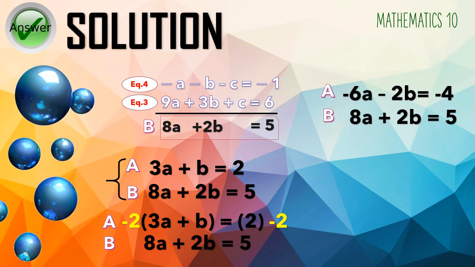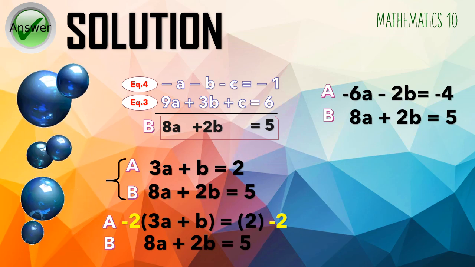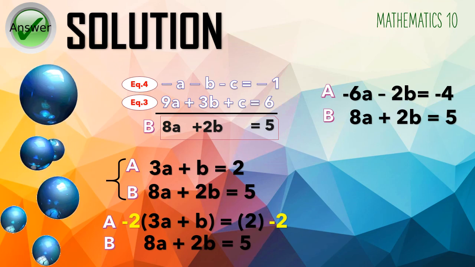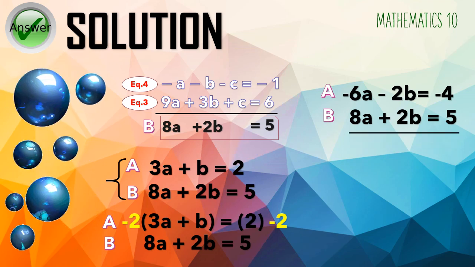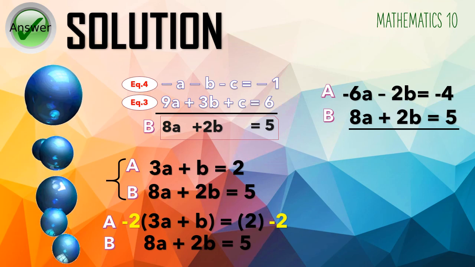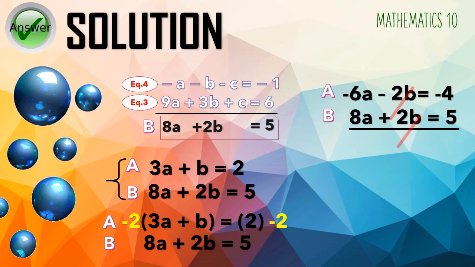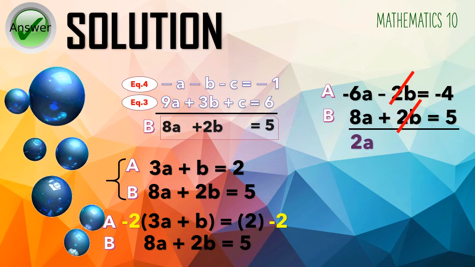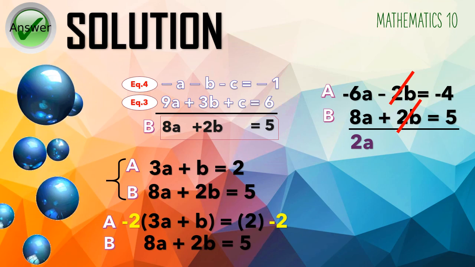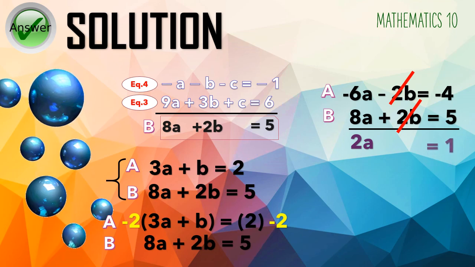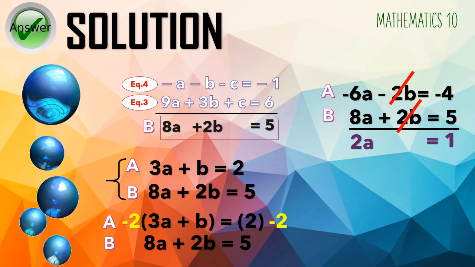So here, as you can see, multiplying negative 2 to both sides of equation A, I will end up with negative 6a minus 2b equals negative 4, and simply copy equation B. Then combining like terms and eliminating those additive inverse terms. Negative 6a combined with 8a gives 2a. Again, negative 2b and positive 2b are eliminated already. The constants: negative 4 plus 5 equals 1.